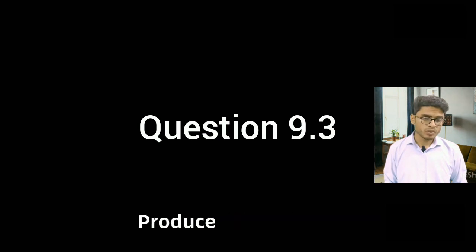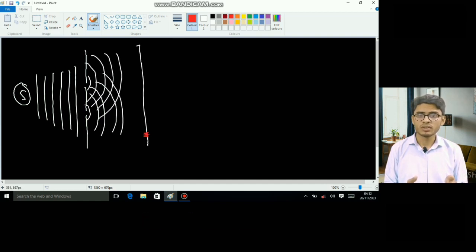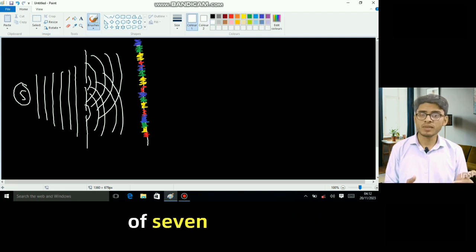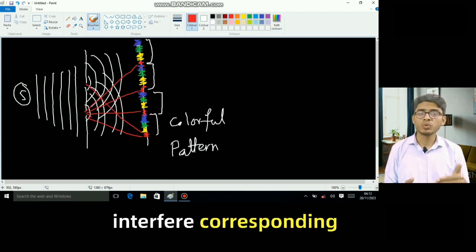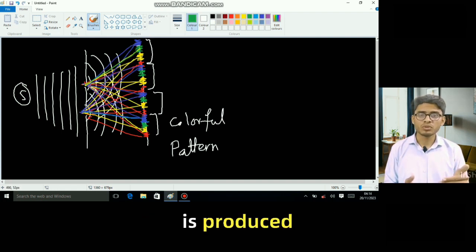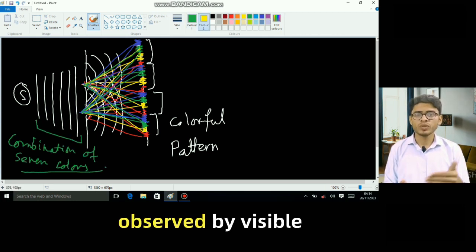Can visible light produce interference fringes? Explain. Yes, visible light produces an interference pattern. As we know, white light or visible light is a mixture of 7 colors, so each wavelength interferes corresponding to its own wavelength, and an interference pattern is produced for each wavelength. Hence, a colored interference pattern is observed with visible light.